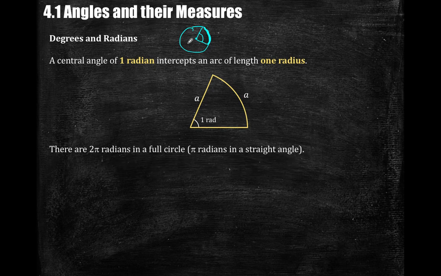The reason is there are 2 pi radians in a full circle of radius 1, or pi radians in a straight angle, which of course is 180 degrees. Pi, halfway around a circle, is 180 degrees. Pi is in radians, 180 is in degrees. 2 pi radians in a full circle with a radius equal to 1. That's our unit circle.